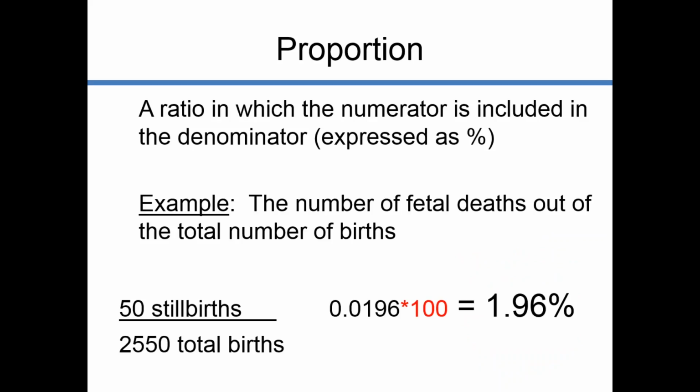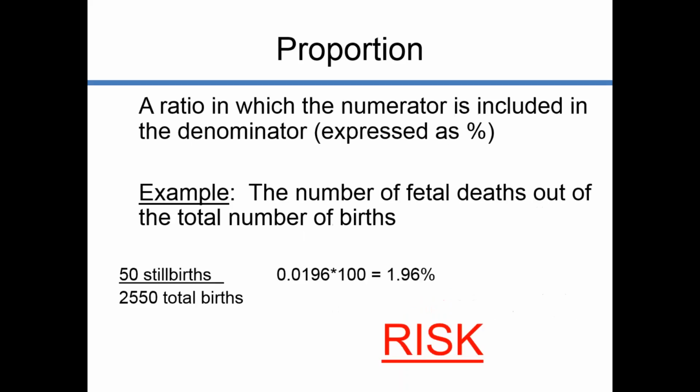So here, remember we had 2,500 live births. Now we have to include the 50 stillbirths in the total. So now it's 50 stillbirths to 2,550 total births. And now it's a proportion. Now the numerator is included in the denominator, and we can do a percent, and it's almost 2%. It's 1.96% of all births are stillbirths.